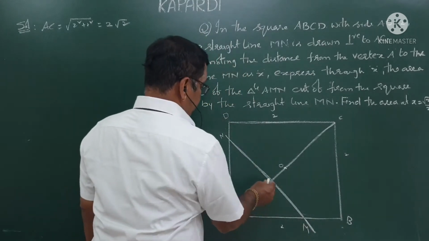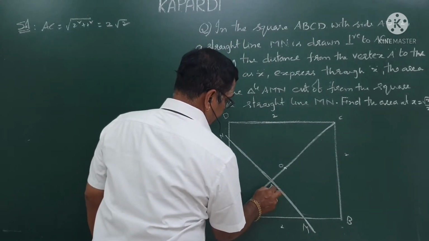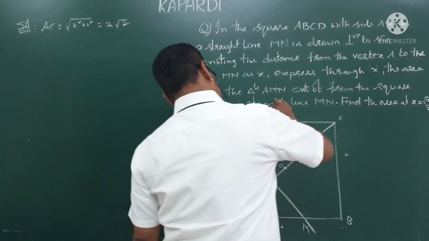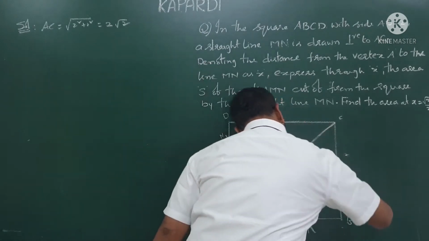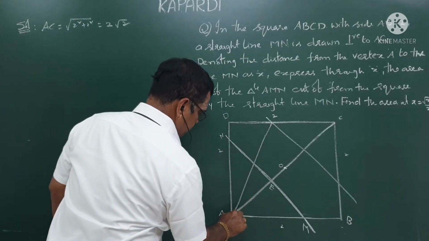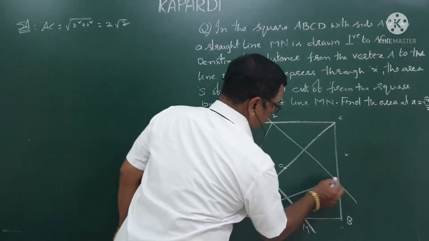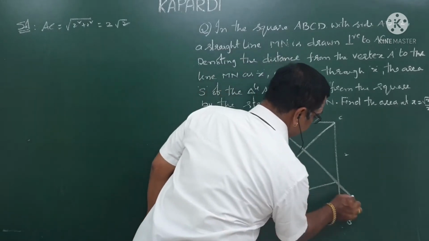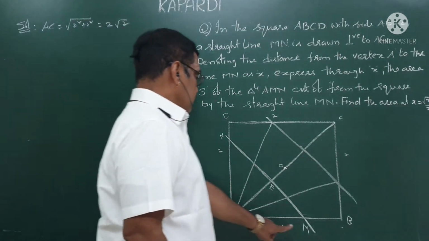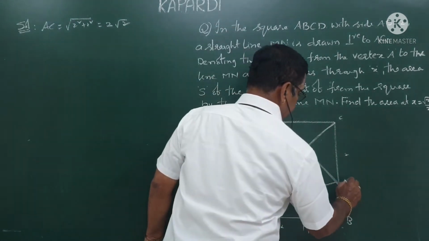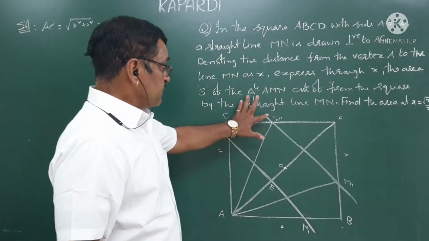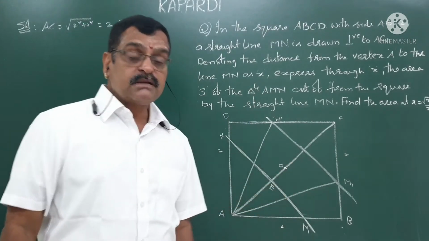Suppose I take MN at a point E after O, then my MN will be like this. In this case, this is a triangle. So I will get two triangles: one is AMN, the other one is AM1N1. You have to find the area of this triangle AMN in terms of x.